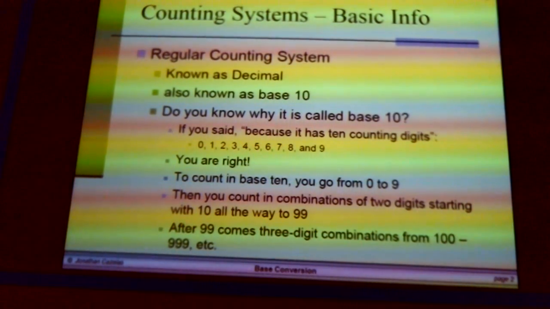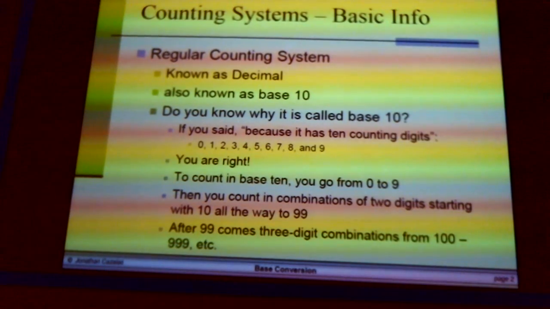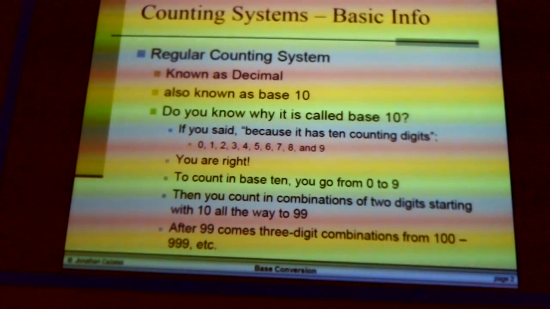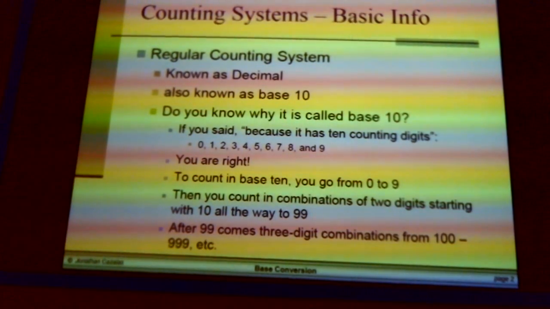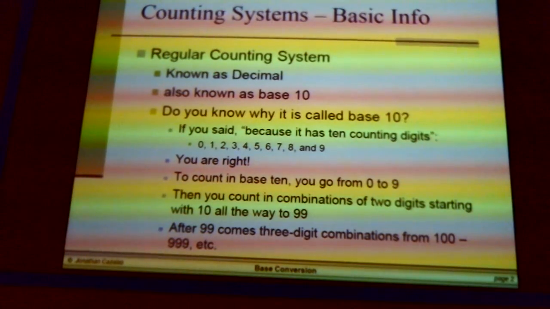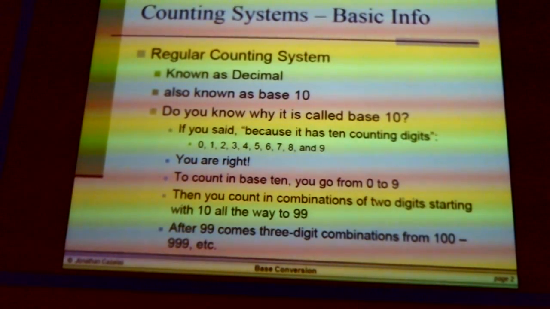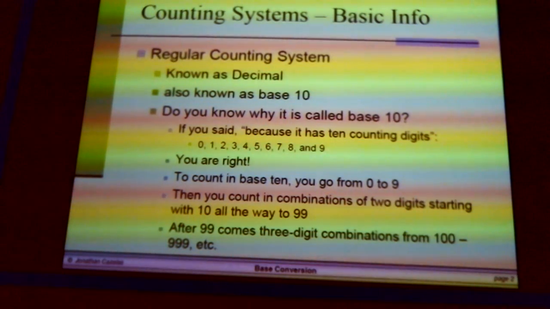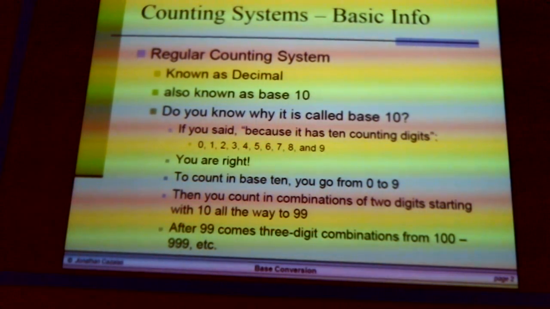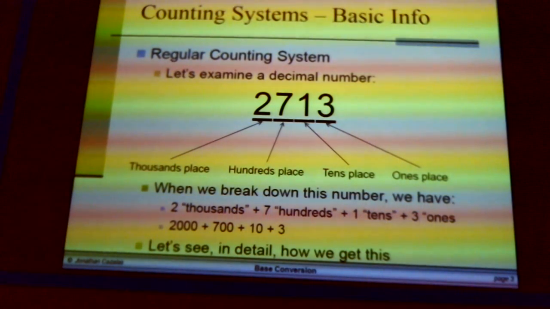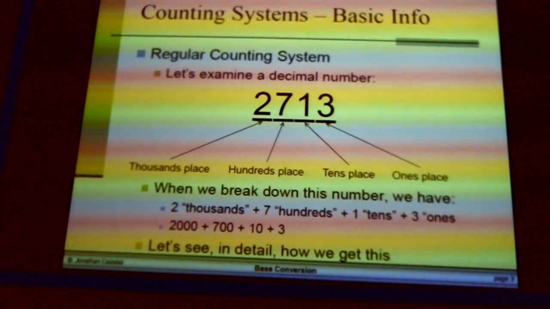All right, so regular counting system is known as decimal. That's why in computer science we don't call values that have a decimal point in them decimal values. We call them floating point values because decimal really means base 10. And so it's just your normal counting system from 0 to 9. And you can use any combination of those values. And so to get beyond that, when we're using the counting system, we'll have 2,713.